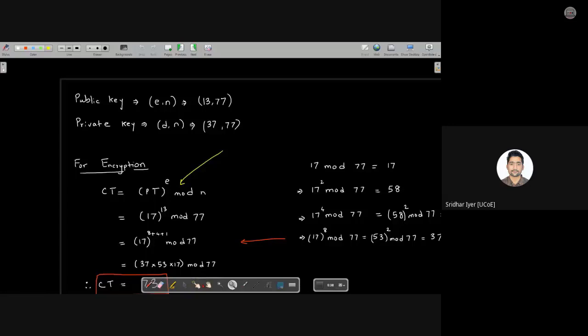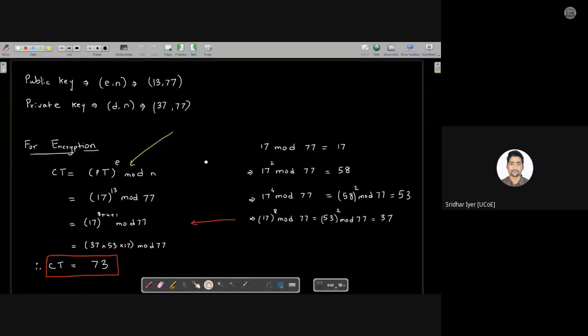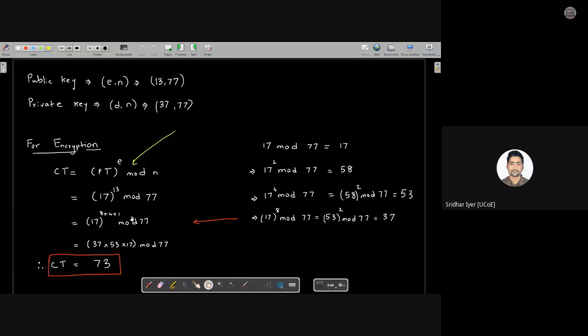Yes or no? Any confusions with this? Kindly let me know. We can break up 13 into 8 plus 4 plus 1. Yes or no? So that is what is written over here. Fine. Next step is how to calculate these values. We already know how to do so. You can see in this particular example.